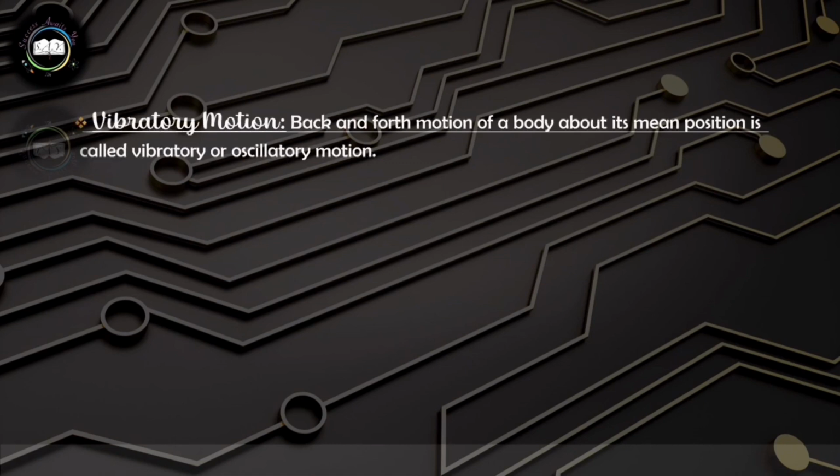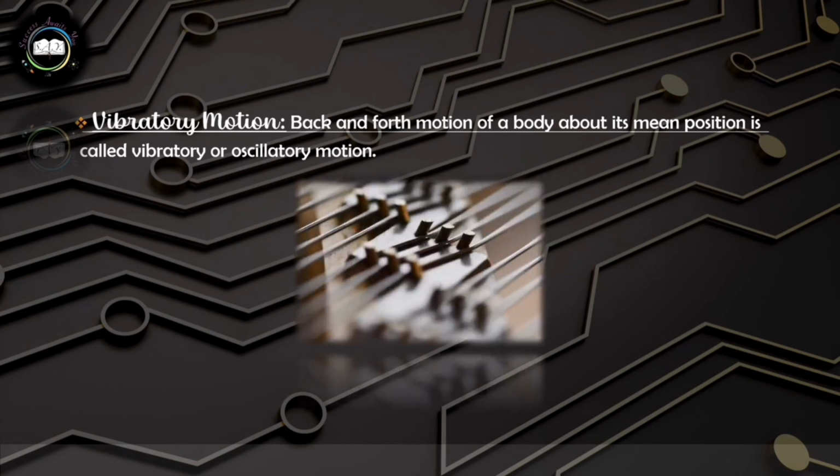Number 3, vibratory motion. When a body moves to and fro about its mean position, it is called vibratory motion. The examples are pendulums, swings, tuning forks, etc.